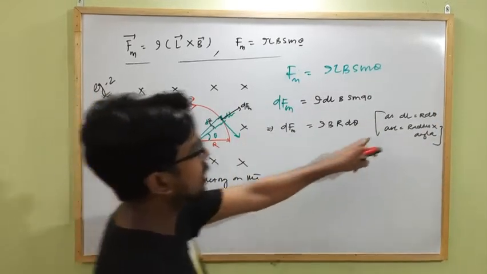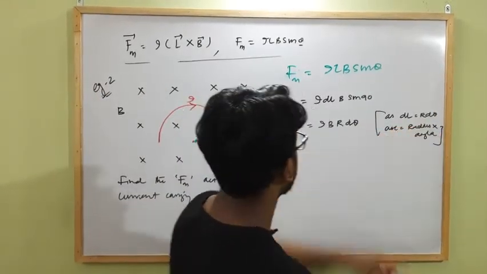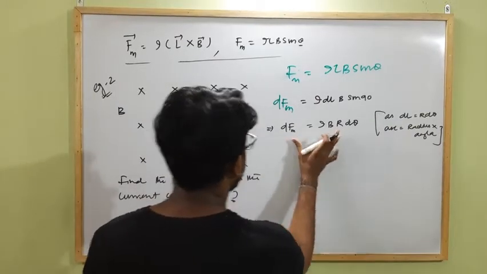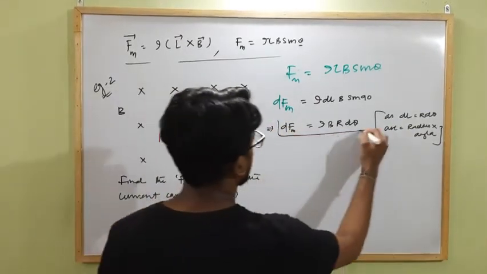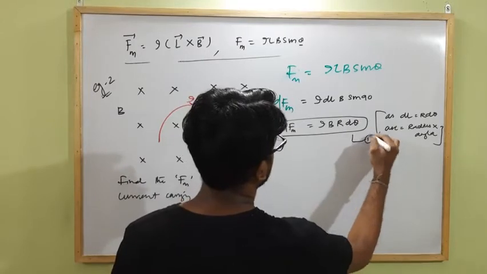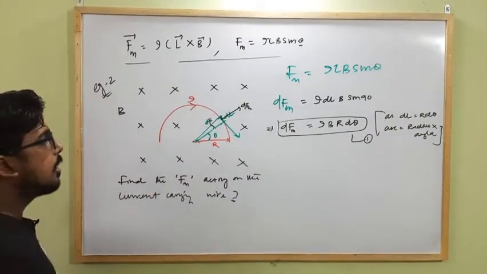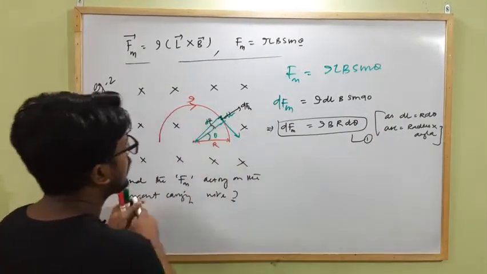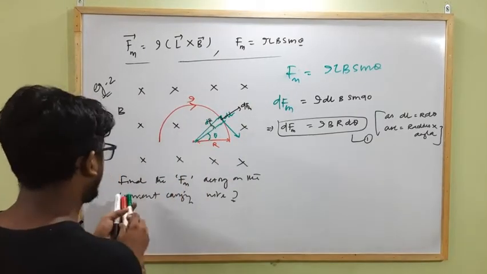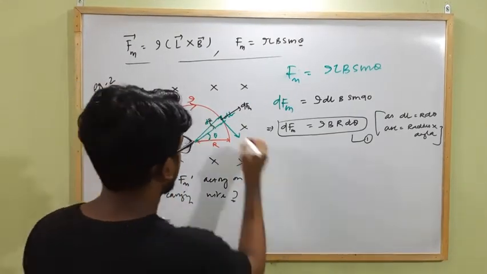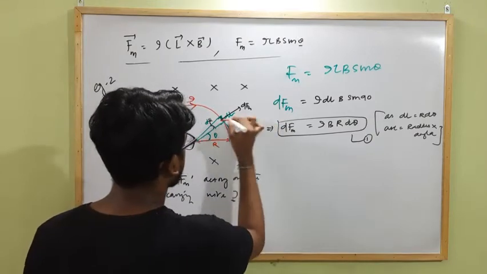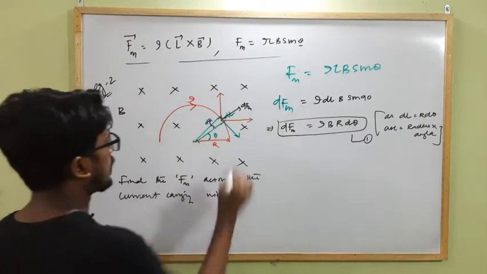Clear? Arc equals radius times angle, so dl equals r d theta. This will be the value of dF. Okay, let it be equation 1. Clear? But here the dF is acting at an angle, so it must have two components, one component along this horizontal direction and another component in the vertical.